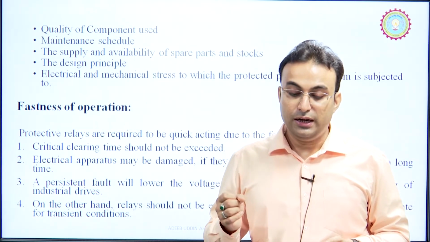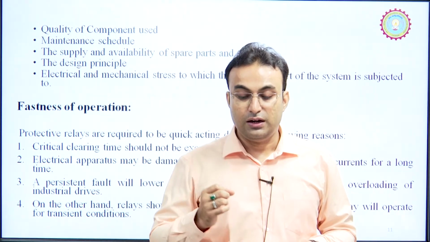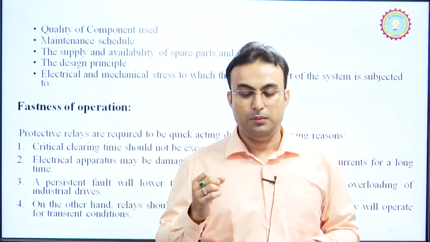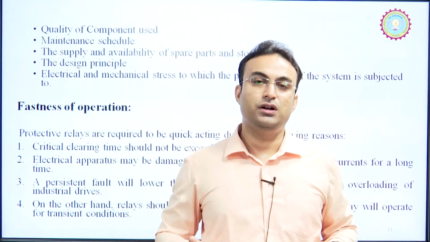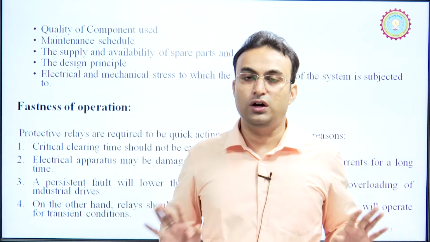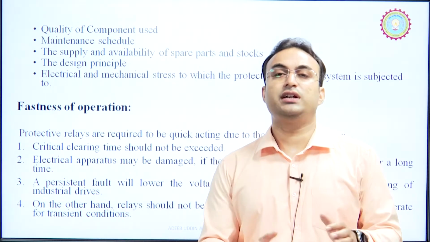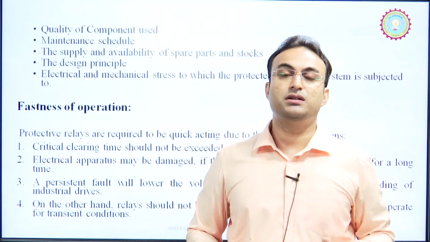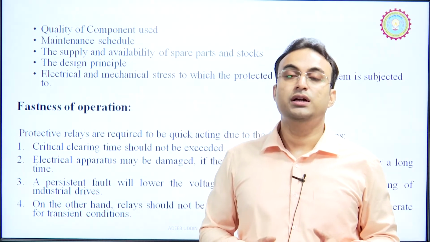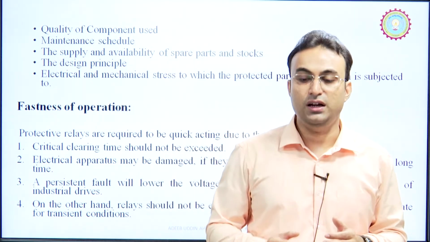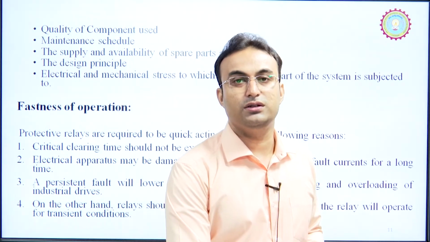On the other hand, the relay should not be extremely fast, so that it operates for transient conditions. If the relay is very highly sensitive, it may operate on transients, but transients always occur in the power system. These are not faults, these are switching conditions. So the relay will operate according to these transients, and it will not be stable in the power system protection; it will always trip after some time. That produces instability in the power system. That is why the relay should not be too sensitive or too fast to detect the transients in the power system.